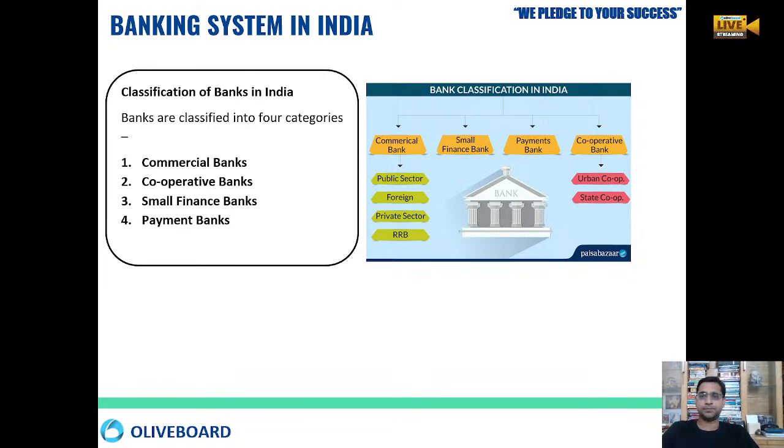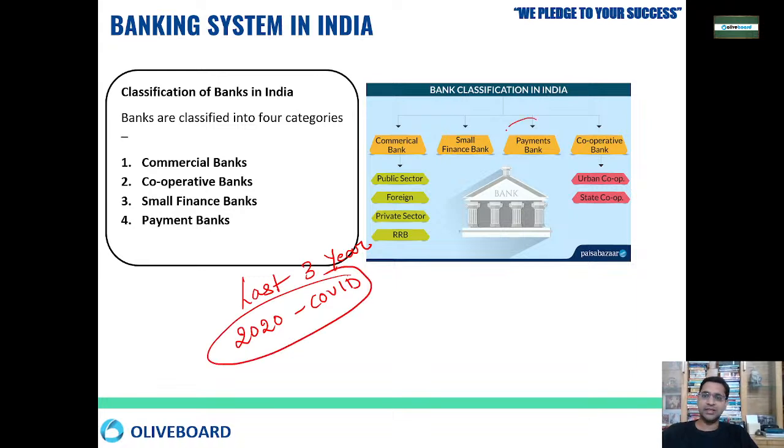Now, classification of banks in India. Banks are classified into four: commercial banks, small finance banks, payment banks, and cooperative banks. Since the last 3 years, from 2020 when COVID came, we are hearing these names very much. Small finance banks and payment banks like Paytm, Google Pay, PhonePe, all these things are there, right? So four categories of banks are there. Under commercial banks, we have public sector, foreign, private, and regional rural banks.